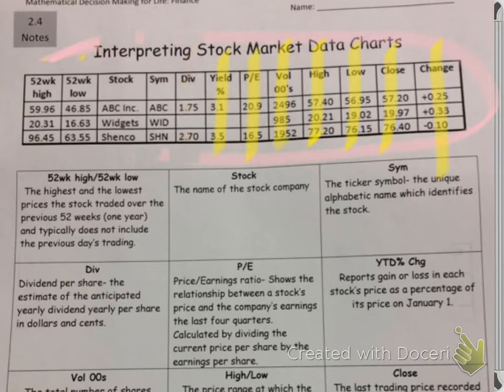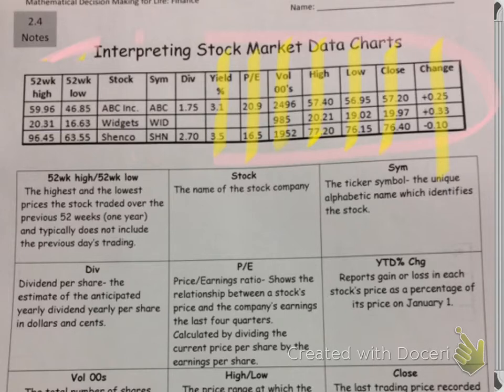The DIV right here stands for dividend. That's the dividend per share. It's the estimate of the anticipated yearly dividend per share in dollars and cents. So that means that right here they would be paying $1.75, and here they would be paying $2.70 in dividends. If there's not a number there, it would be assumed that there is no dividend paid, meaning they're not going to pay dividends for their stock.